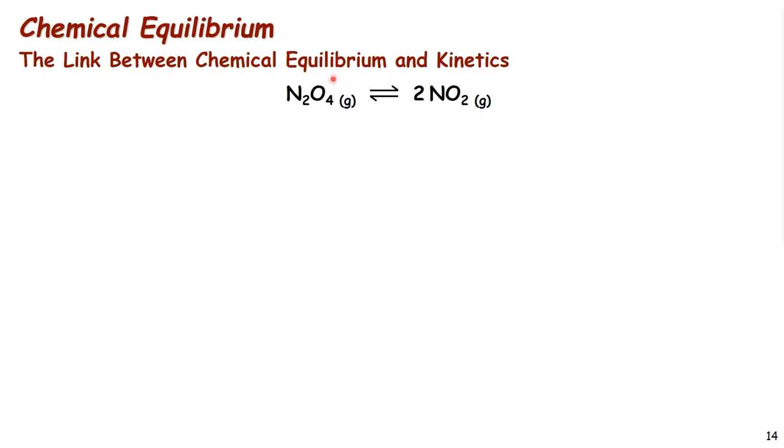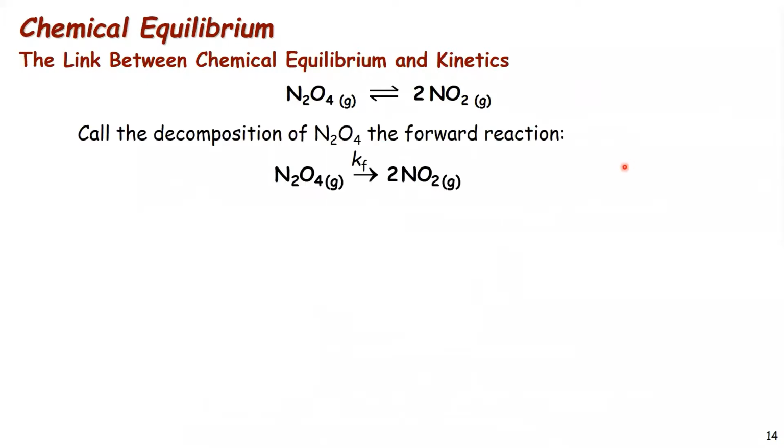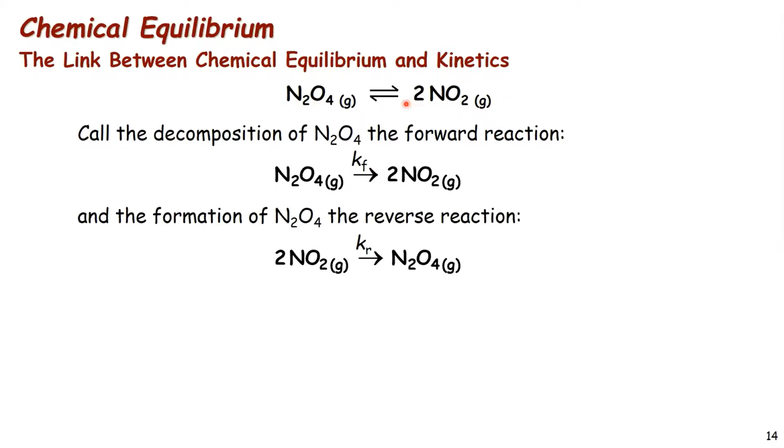Okay, so we're going to assume that this is an elementary step in this case. And again, I'll tell you if it's elementary or overall. Okay, so we're going to assume this is an elementary step. And if that's true, then our forward rate would be the N2O4 going to 2 NO2, and that has a rate constant, we'll call it kf for the forward reaction. And then we have the reverse reaction where the two NO2 are reacting with one another to reform the N2O4, and that's our reverse reaction, so we'll call that kr.